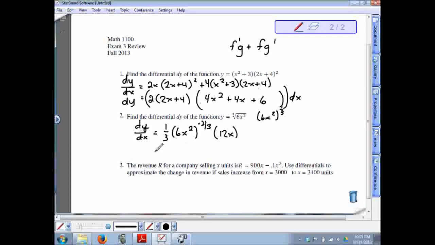Simplifying this a little bit, we're going to have a 12x in the numerator, and then a 3 times 6x squared to the 2/3 in the denominator. That's dy/dx. So dy is then going to equal 12x dx over 3 times 6x squared to the 2/3 power.